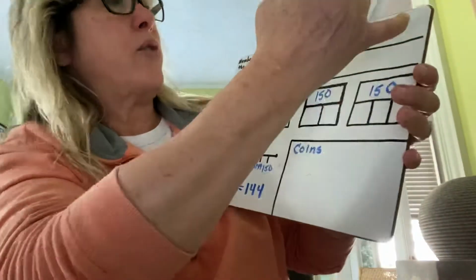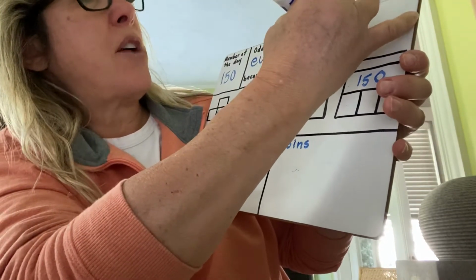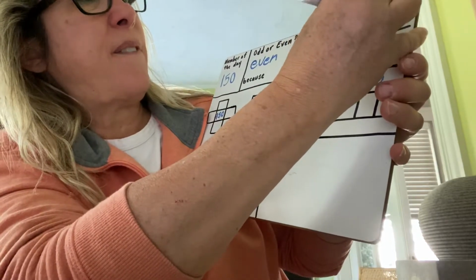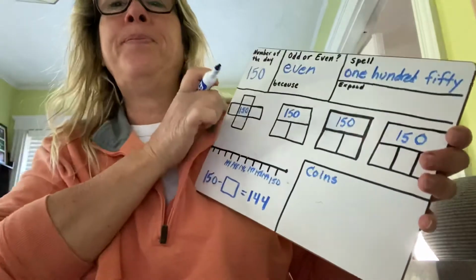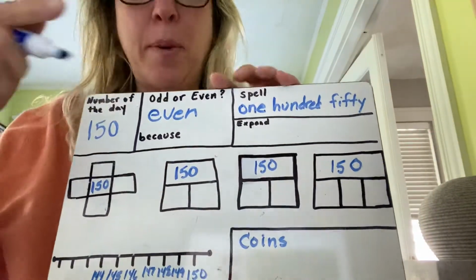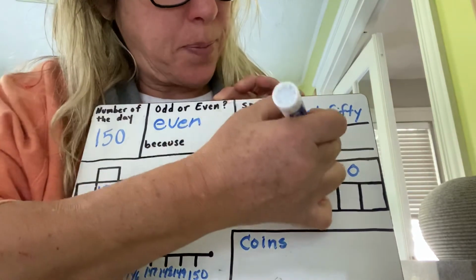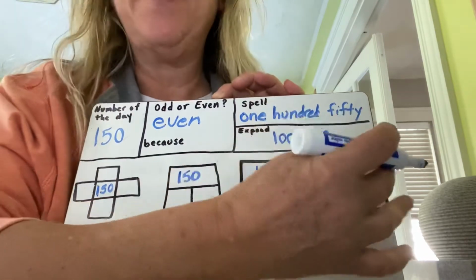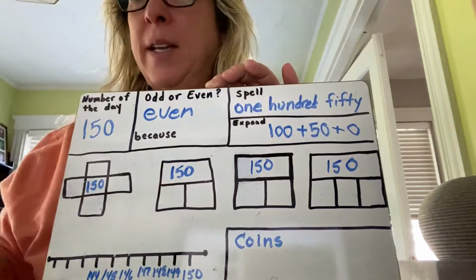Let's spell out 150. 100, F-I-F-T-Y. 150. Let's expand it. Expand it means let's pull it apart. Well, we already said 1 stands for 100, plus the 5 stands for 50, 5 tens, and 0 in the ones place. Let's see what that would look like.